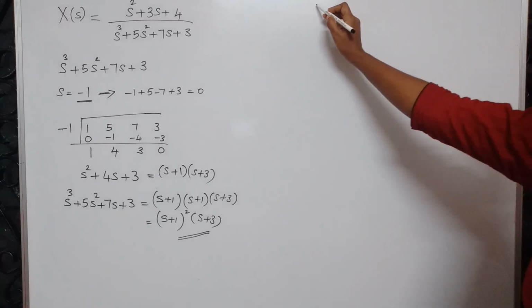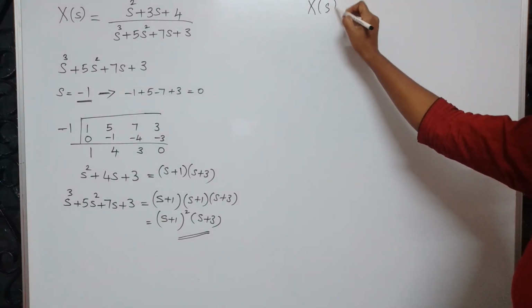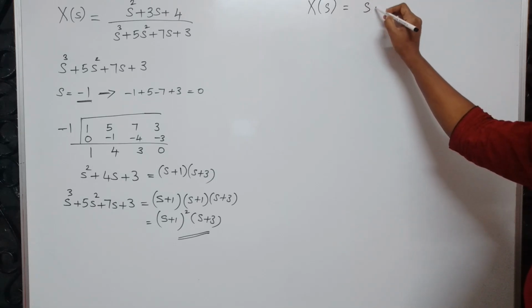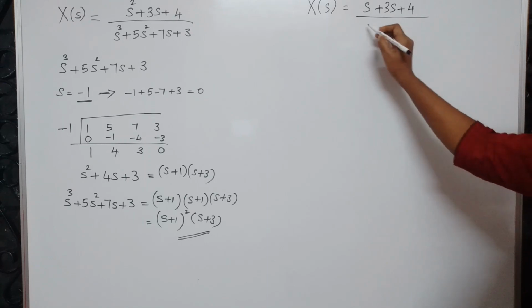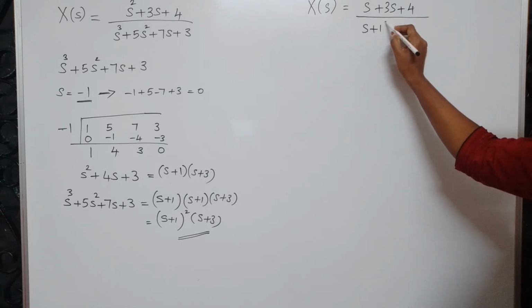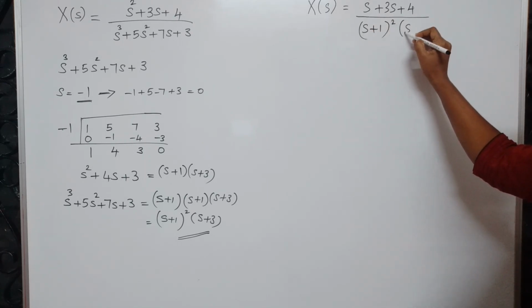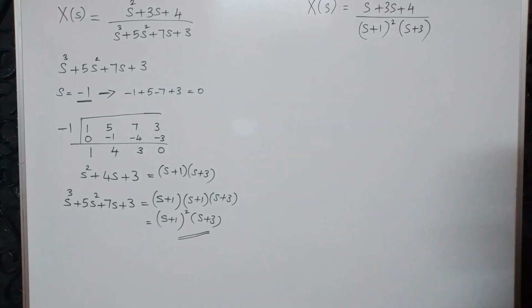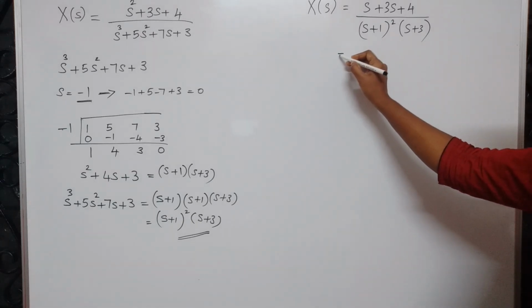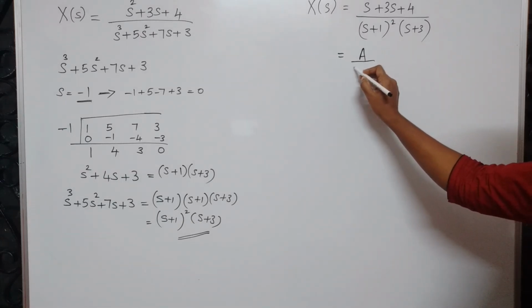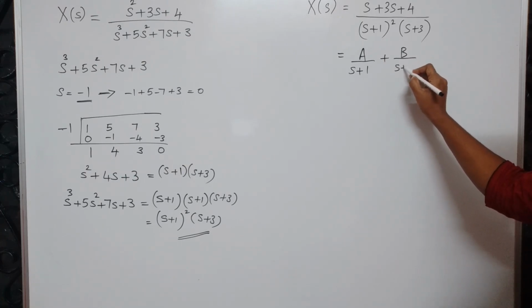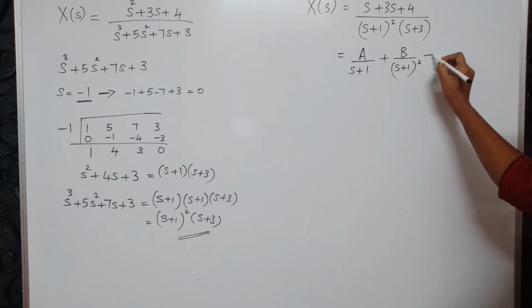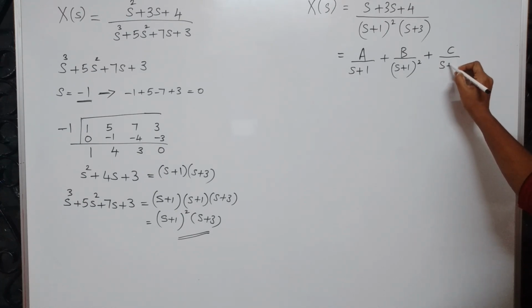So what will be X of s? X of s can be written as s square plus 3s plus 4 the whole divided by s plus 1 the whole squared into s plus 3. Now we can perform partial fraction. This is equal to a by s plus 1, b by s plus 1 the whole squared, plus c by s plus 3.